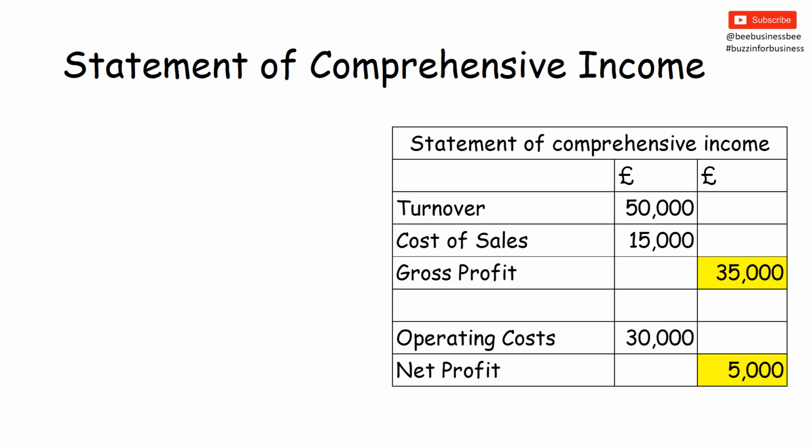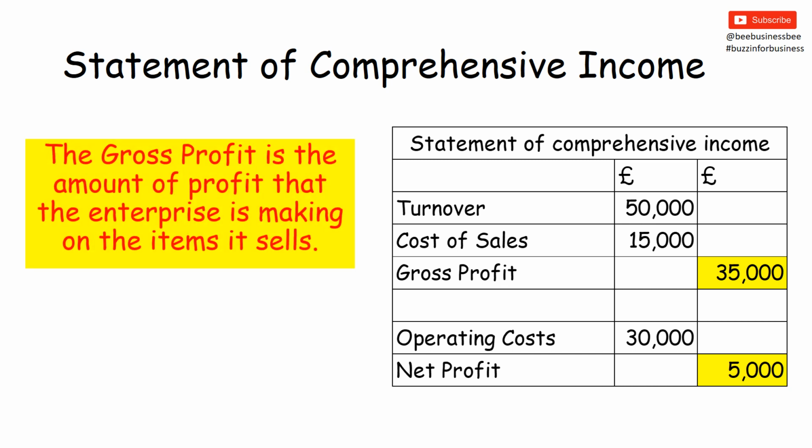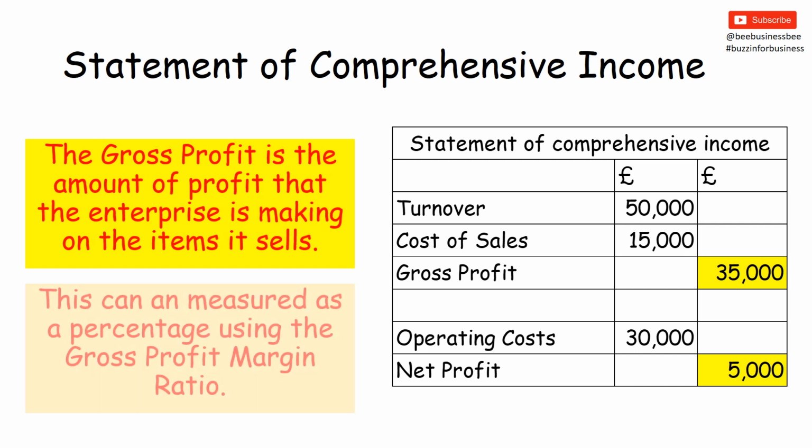So, here we have a statement of comprehensive income. Now, gross profit obviously is all the money that you make on the items you sell. And we can actually start to do something called the gross profit margin ratio. And this helps us to make an assessment on how well the business is performing.